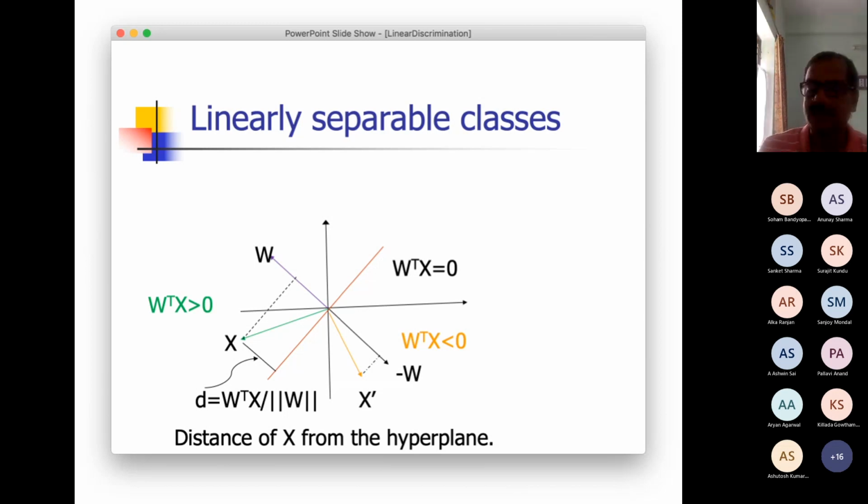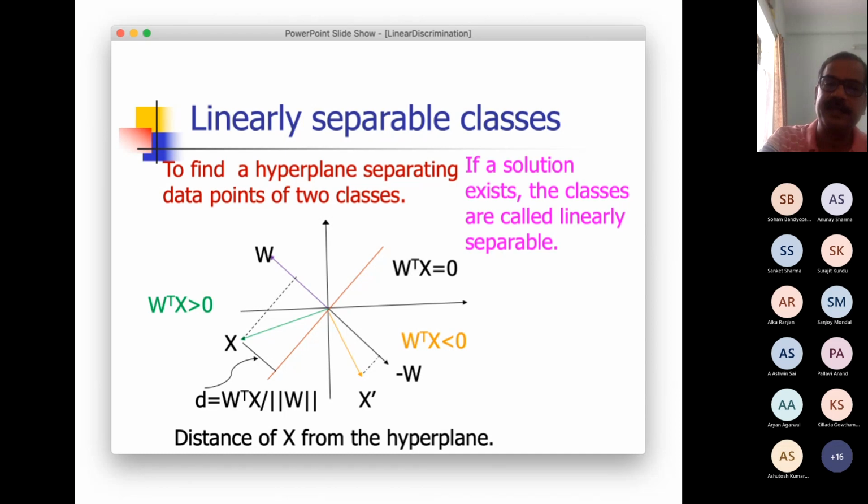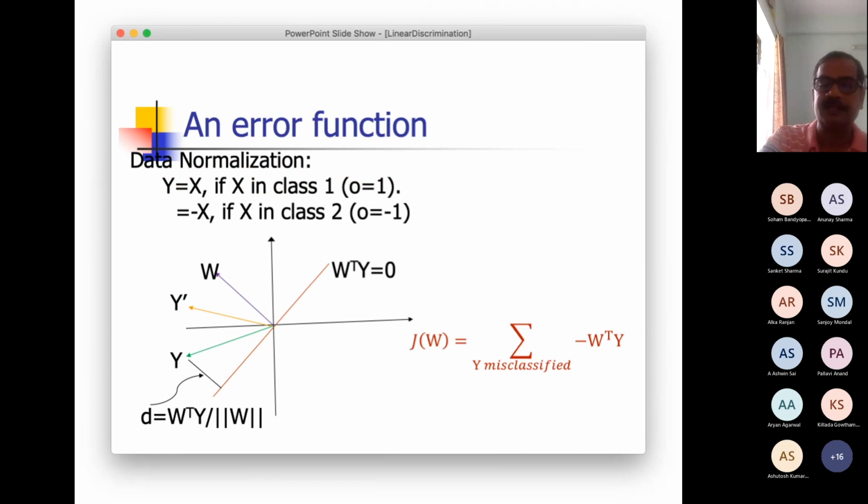So that means the training samples for each class have been given in such a way that there is a possibility that there exists a hyperplane which will classify them, which will separate them out properly under this framework. Then only we say they are linearly separable classes. So now, if a solution exists, the classes are called linearly separable under this particular framework.